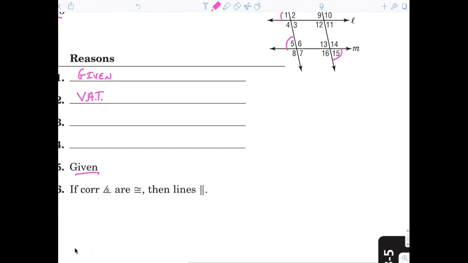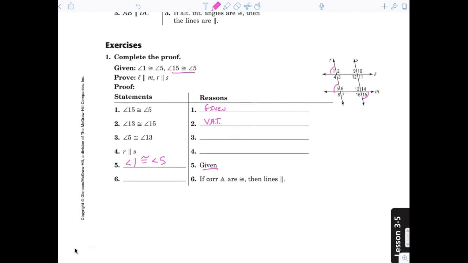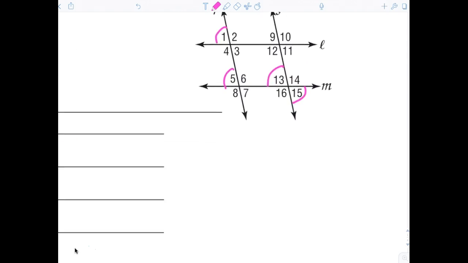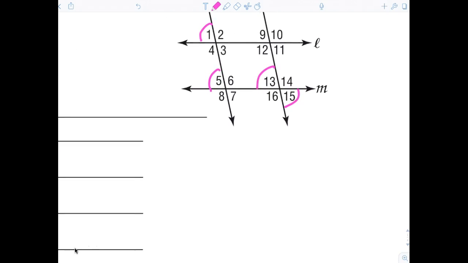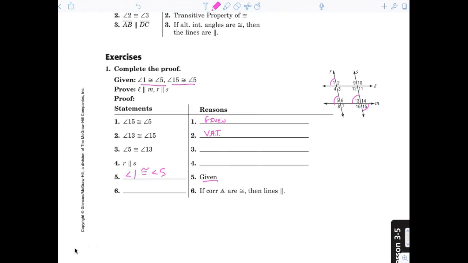All right. So now I'm marking. Now, is it okay that I've marked everything with a single line so far? Because 1 is congruent to 5, right? And 5 is congruent to 15. So they're all congruent, right? So now I marked 13. So again, they're all congruent to each other so far. All right? So now it says angle 5 is congruent to angle 13.